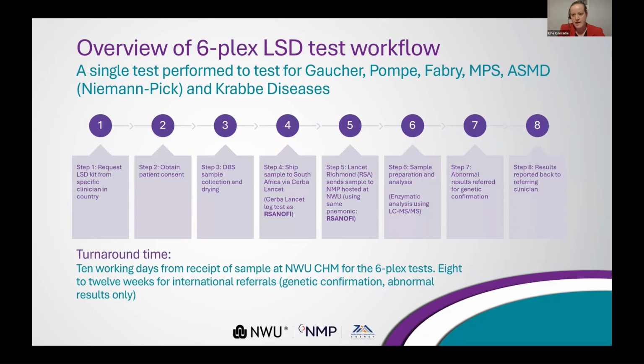Then when the sample reaches the lab, we have a 10-day turnaround time upon receipt of the samples for the enzymatic test. And when a test is abnormal, we refer them as well to Archimed for confirmatory testing and genetic confirmation. We are also working on options to perform the genetic confirmation in South Africa, which will decrease the 12-week turnaround for the genetic confirmation that we currently have significantly. So that is in a nutshell the different steps.